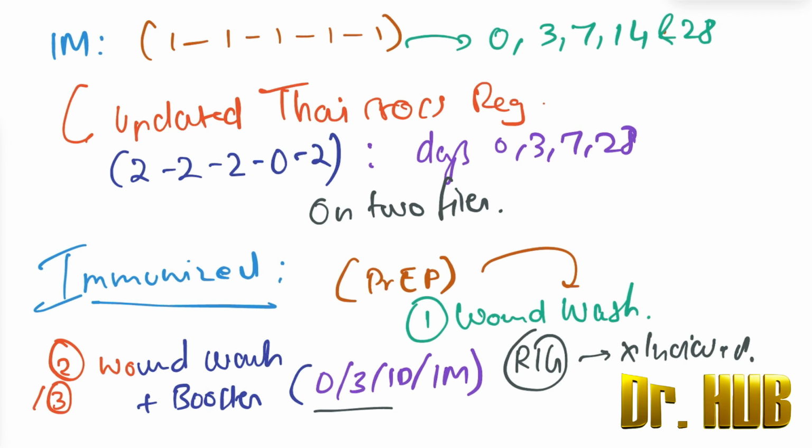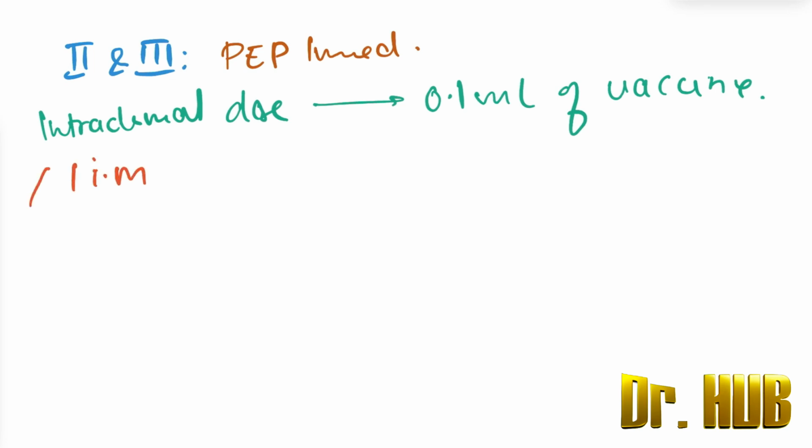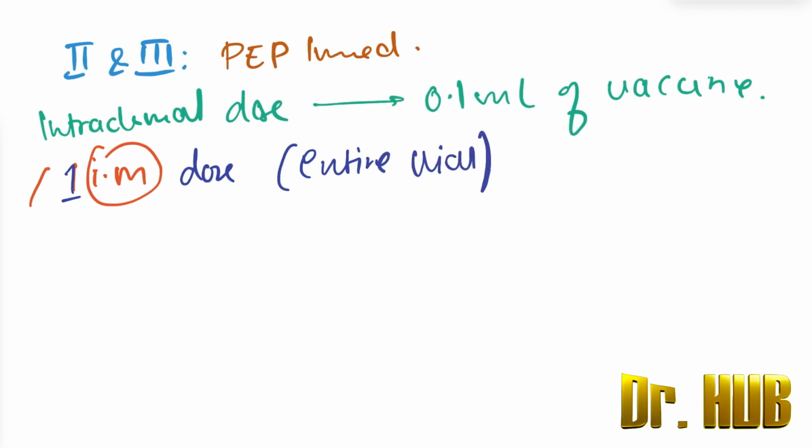We also need to know that WHO category 2 and 3 exposures should receive post exposure prophylaxis immediately, with one intradermal dose of 0.1 ml of vaccine, and one intramuscular dose, which is basically an entire vial of vaccine, irrespective of the vial size.